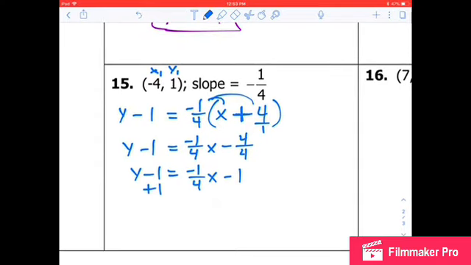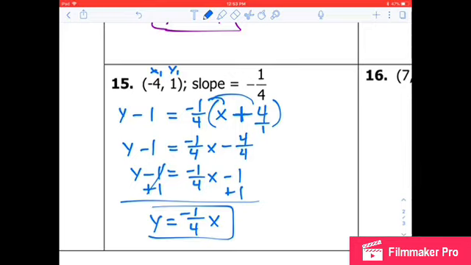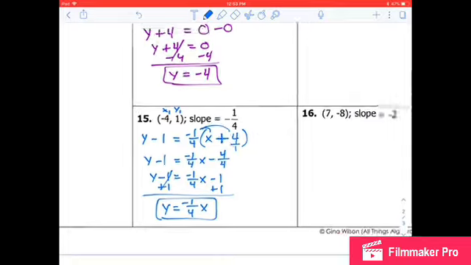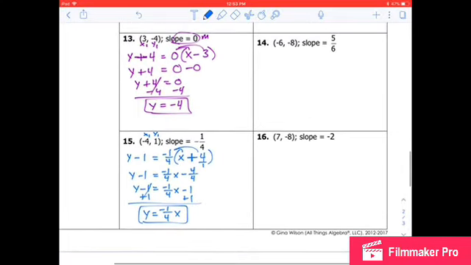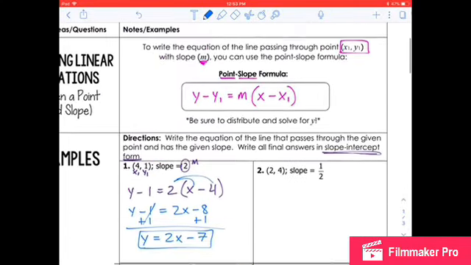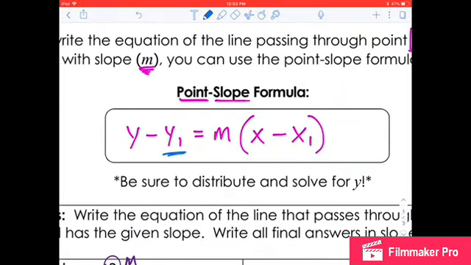So as always, we get y by itself. In this case, add 1 to both sides, and they actually both cancel out. So negative 1/4x plus 0, or just negative 1/4x, and that's our final answer. Okay. So again, don't forget to only plug in for m and x1 and y1. Other than that, just make sure to set your problem up, and then once you distribute, solve for y. And that's about it.